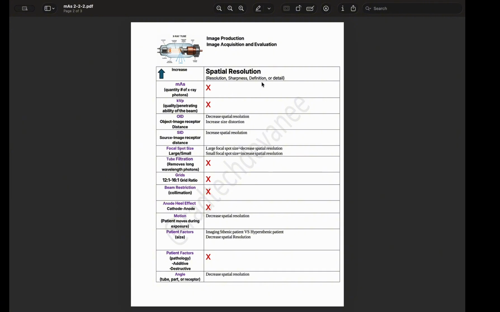Angling the tube, part, and receptor. That is going to decrease detail on our image when we do that. But sometimes we need to angle our tube.